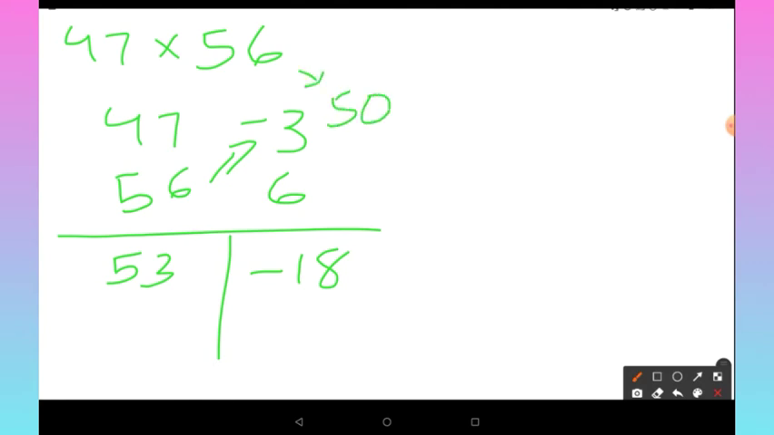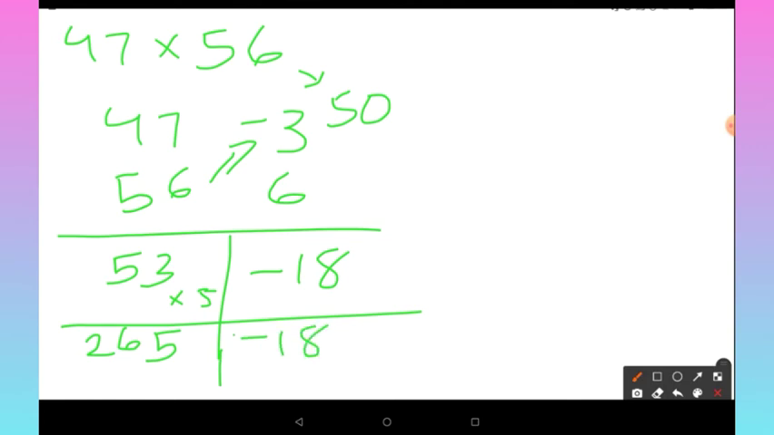Now this 53 you have to multiply with 5. 53 is an odd number, so we go with the shortcut. Take 52, find half of 52, which is 26, and add 5: 265. So 53 into 5 is 265, and this is minus 18.